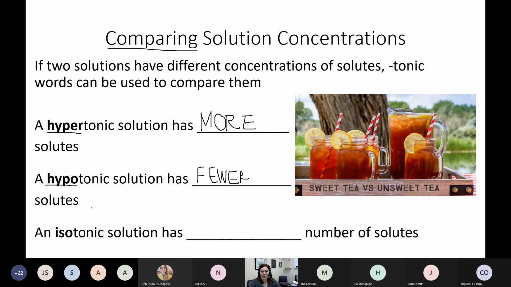We're going to come back to this example here in a moment, but just to help us practice with this hypertonic and hypotonic thing, you can see the picture here on my screen of sweet tea and unsweetened tea. When we talk about sweet tea and unsweetened tea, this is like the drink of the South, right?